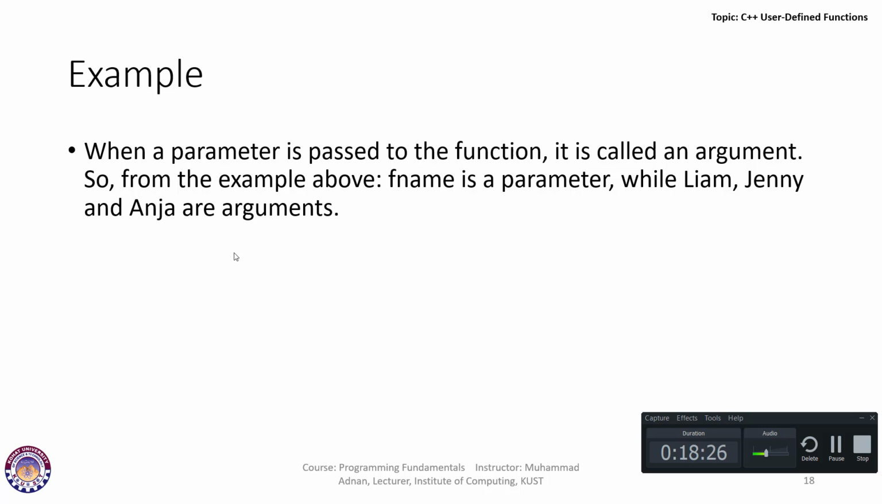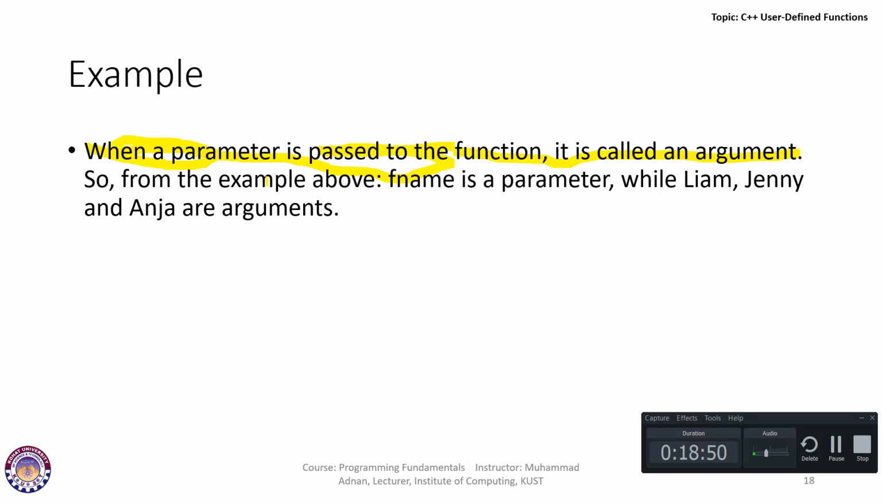When a parameter is passed to a function, it is called an argument. This is a very important statement. You have to differentiate between parameter and argument. So what is the difference? When a parameter is passed to a function, it is called an argument. So the value which is passed is called an argument.